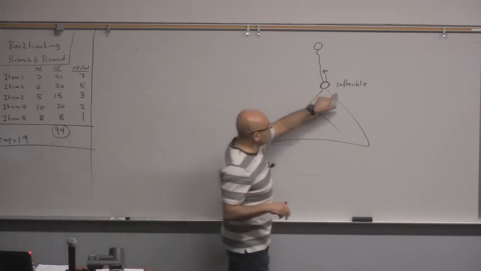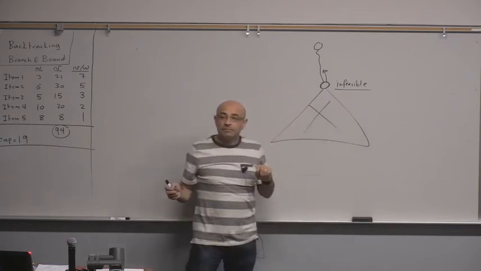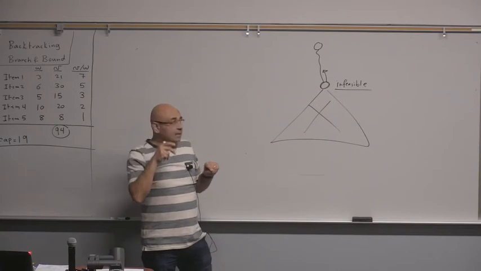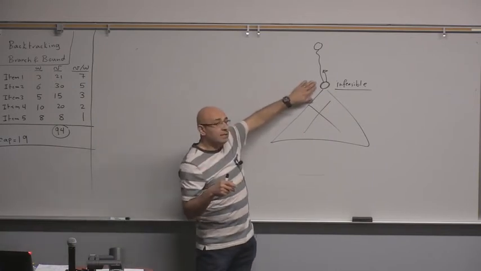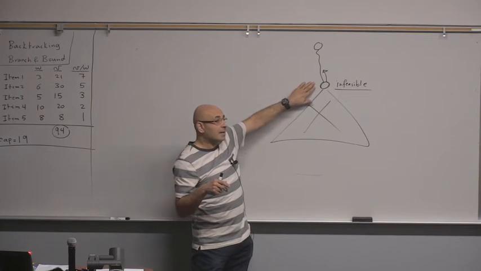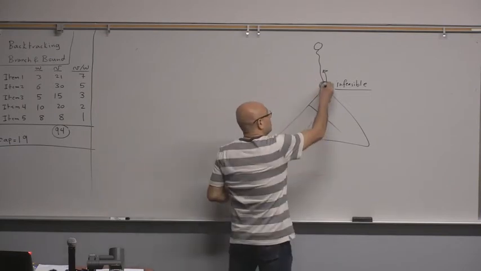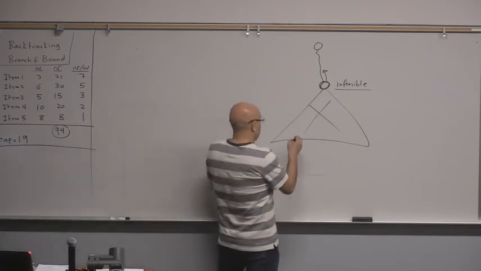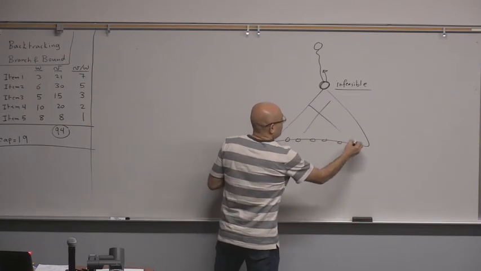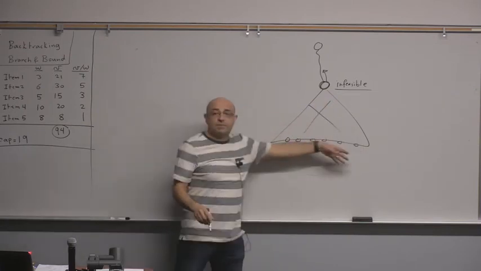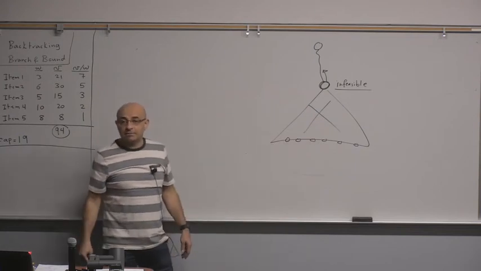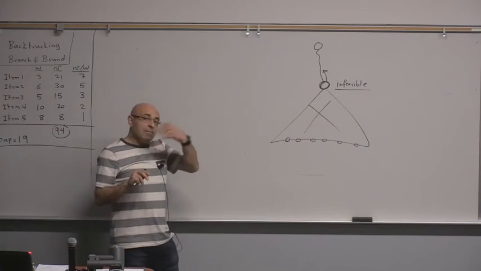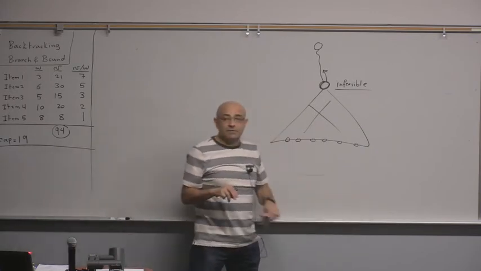So now, what do we mean by infeasible? Yes, the sum of weights of taken items exceeds the capacity. So if we exceed the capacity at this node, everything below it is going to be infeasible. So we shouldn't waste time exploring the subtree below this node. We know that all the leaves below this node are going to be infeasible. So backtracking is simple: return as soon as you detect infeasibility.